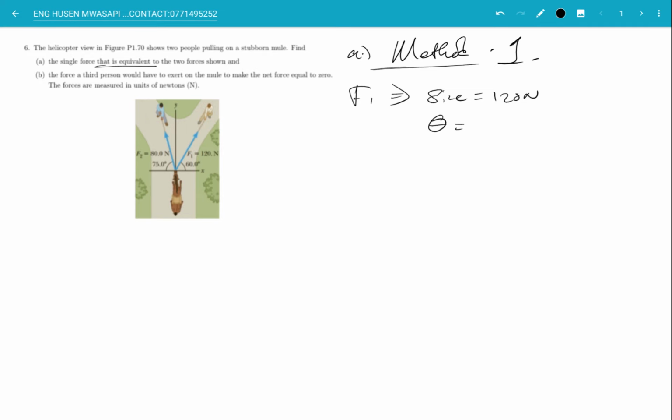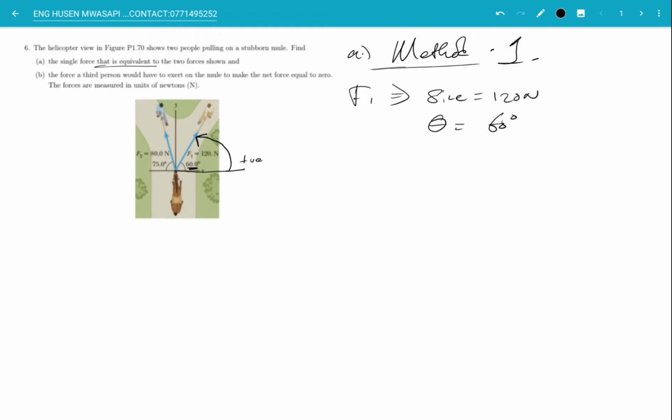Every time you're using the Cartesian method, always measure your direction from the positive x-axis. This is the positive x-axis. From the positive x-axis until you touch the first force, which is force 1, what angle is this? As you can see, it has been given here to be 60 degrees. Then all you have to do is find the components of F1.